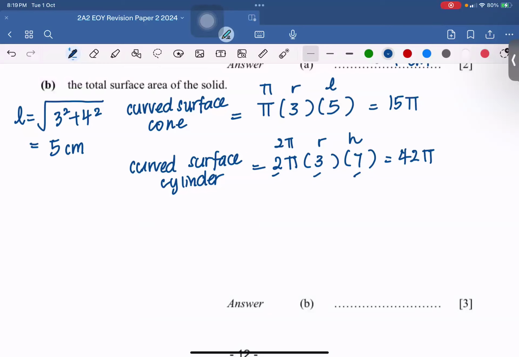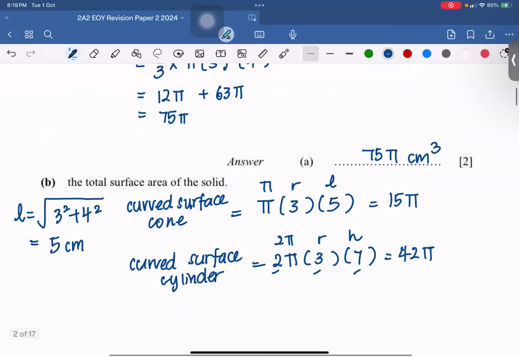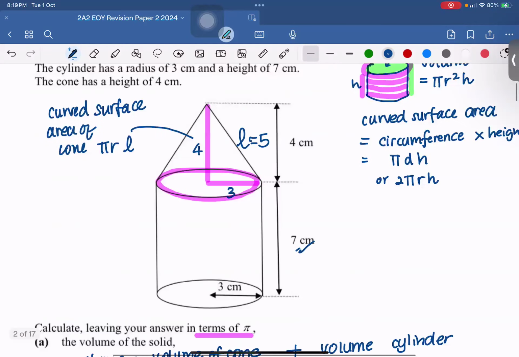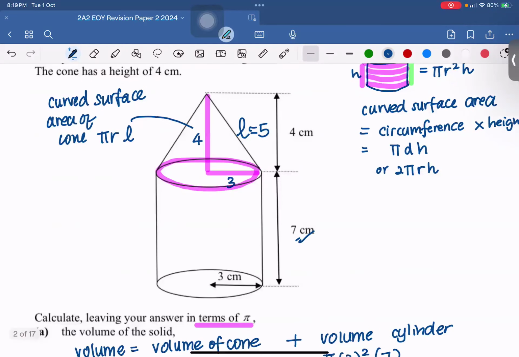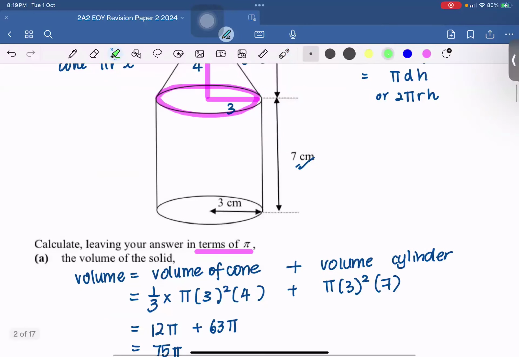Okay, but is this all? This is a full solid, right? There's something else that people always forget: the bottom circle. Yes, the circle at the bottom. Note, this one here you don't add because it's in between, it joins up already. So there's no surface. The one that you actually want is the one at the bottom. So add one more pi r square.